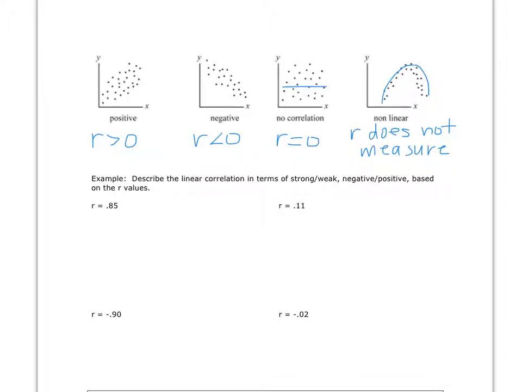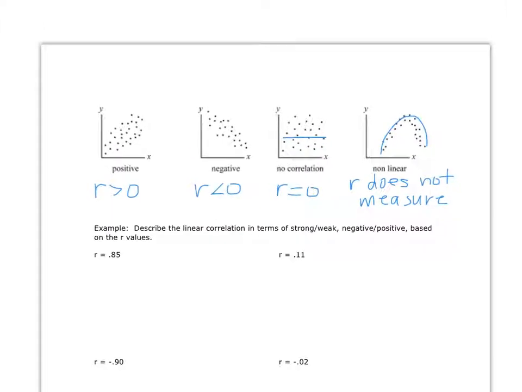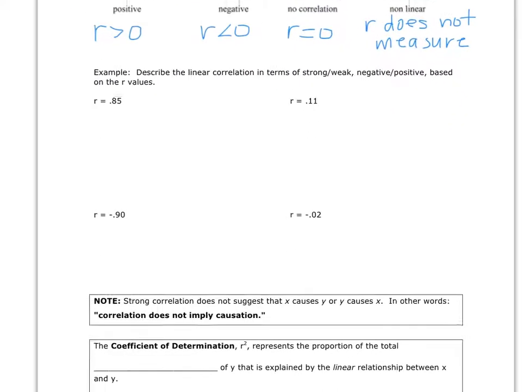So the key thing is that to determine a linear correlation, you really need to have two things: a scatter plot that looks linear, and an R value. Both determine linear correlation. So those two things are important to have. You've got to have both.